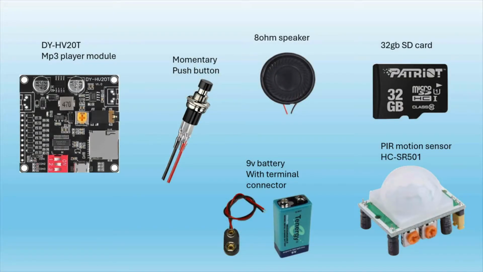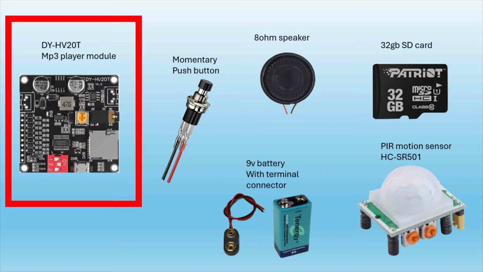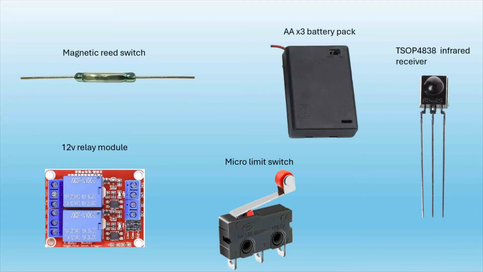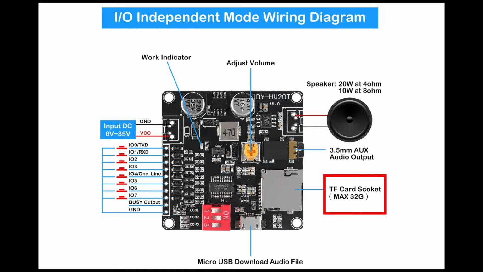Here are some of the items I'll be using in the video today. Of course, the main item is the MP3 player module. It's got a built-in 20-watt Class D amplifier, which is compatible with a 4-ohm and 8-ohm speaker. I'm using 8-ohm and it sounds great. It also supports MP3 and WAV formats and has a 3.5mm audio output for direct earphone or speaker connection, which we'll also take a look at.